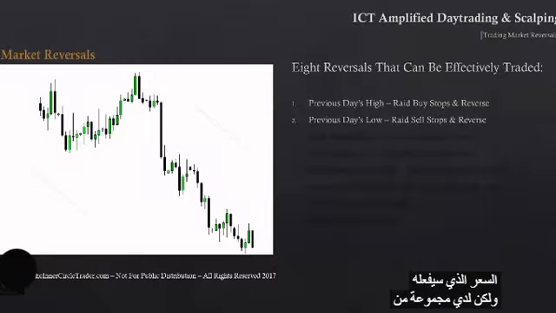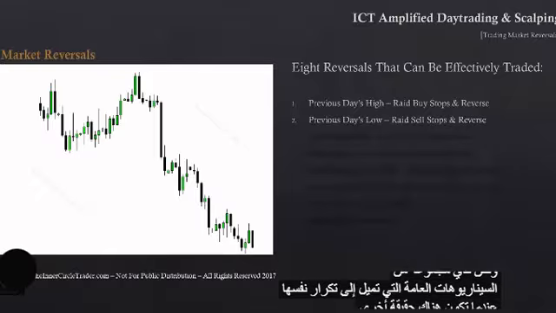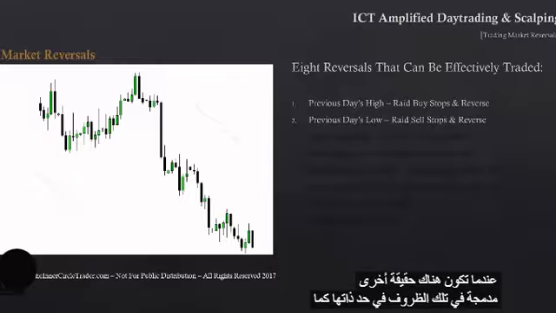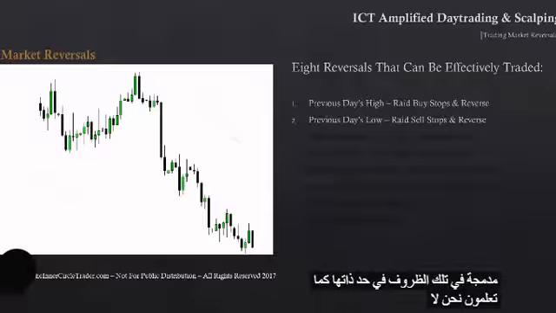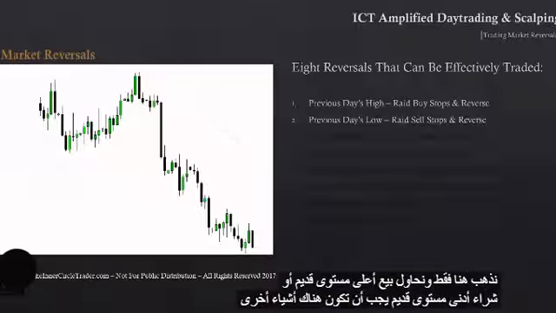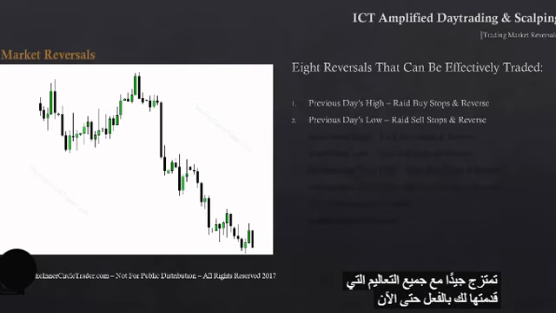But I do have a collection of generic scenarios that tend to repeat themselves when there's other factors incorporated in those conditions. By itself, we don't simply just go in here and try to sell an old high or buy an old low. There has to be other things that blend well with all of the teachings I've already given you thus far.